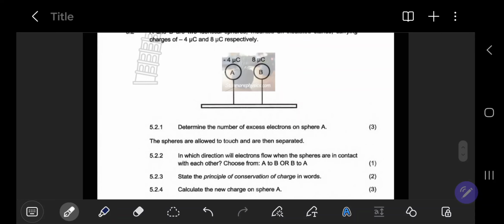Now it says that the spheres are allowed to touch and are then separated. So remember what happens in electrostatics is, when we bring these charged spheres close together, they share their charges. But what exactly are they sharing? They are sharing electrons. It says, in which direction will electrons flow when the spheres are in contact with each other? Choose from A to B or B to A. And here's the thing, electrons always flow from the more negatively charged sphere to the less negatively charged sphere. Between these two, the more negatively charged sphere is A. So electrons are going to flow from A to B.